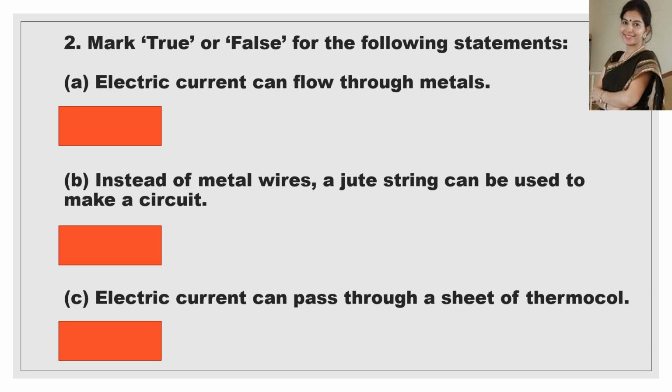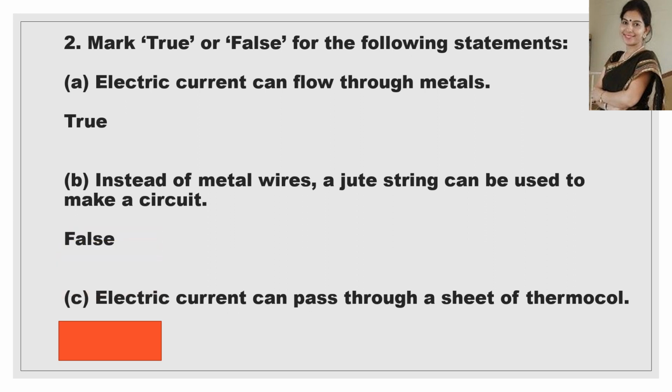Now the second question is true or false. The first statement is: electric current can flow through metals. Whether true or false? Yes, it is true. Instead of metal wires, a jute string can be used to make a circuit. Can we use a jute string? No, we cannot use it. So the statement is false.